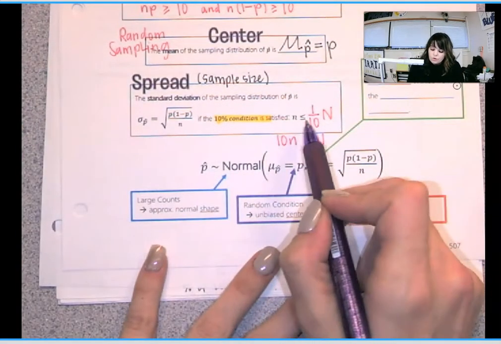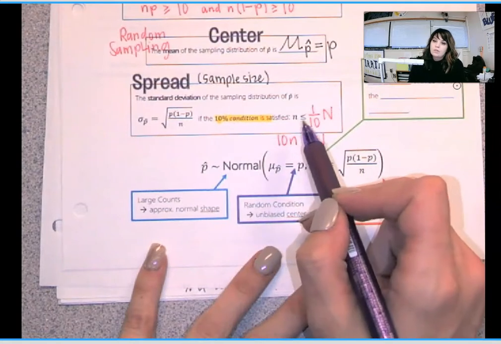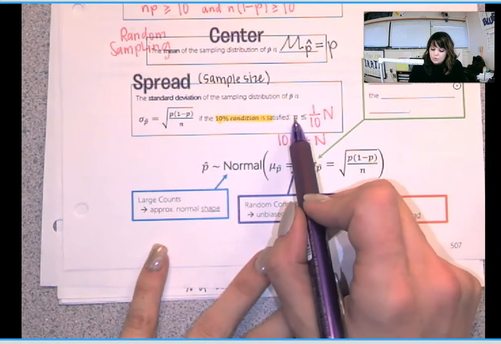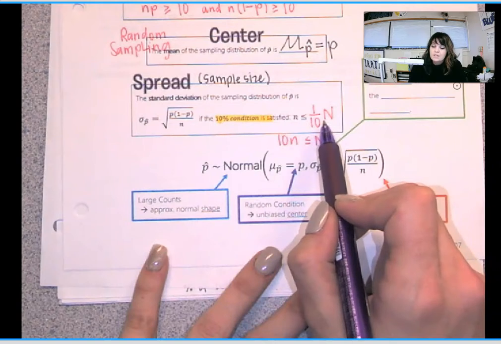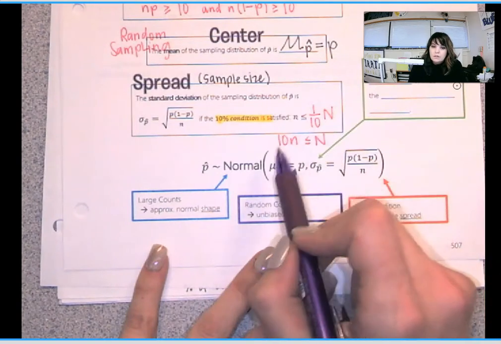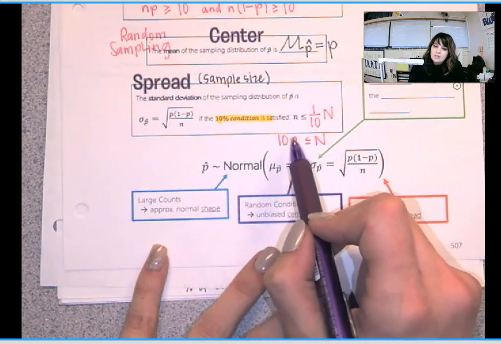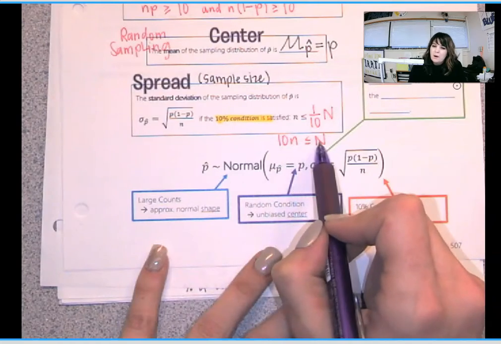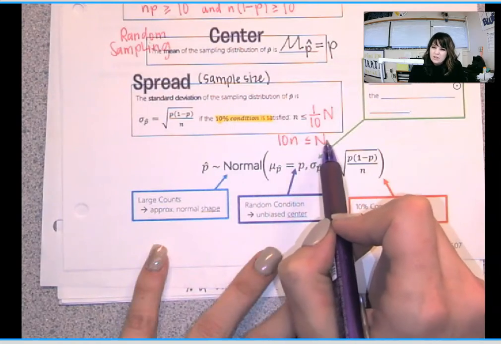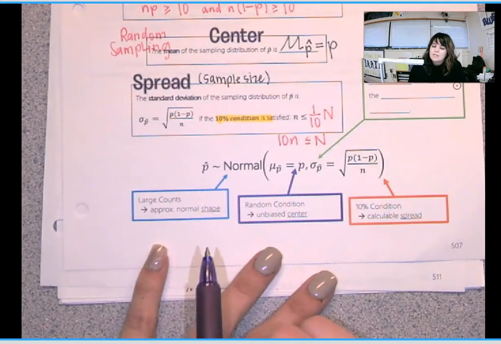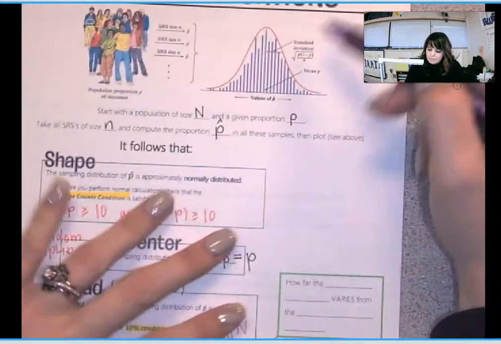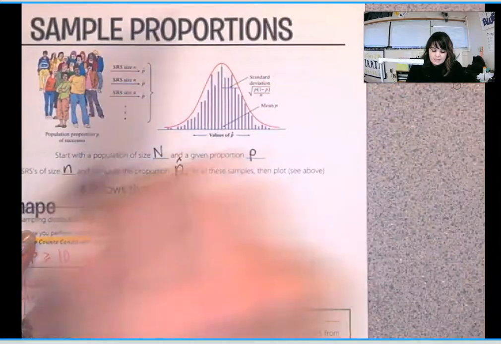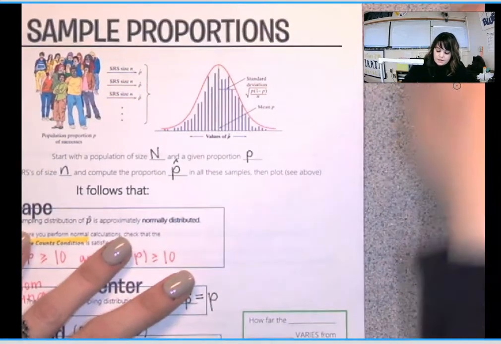So the generally accepted way of writing it is your sample cannot be bigger than 10% of your population. Sometimes it's easier to take your sample size and ask yourself, is my population bigger than 10 times my sample? So over here, I'm going to write some notes next to this standard deviation to clarify this.